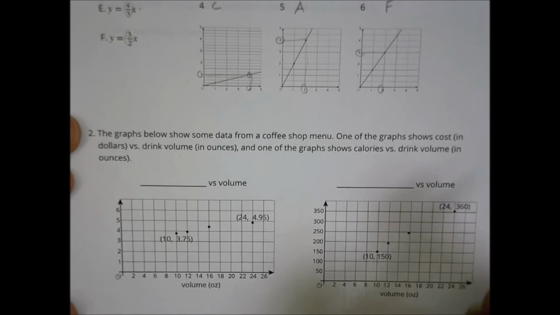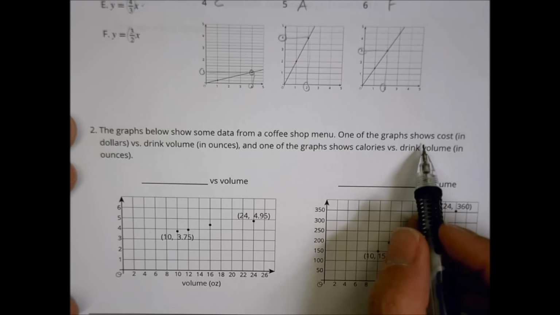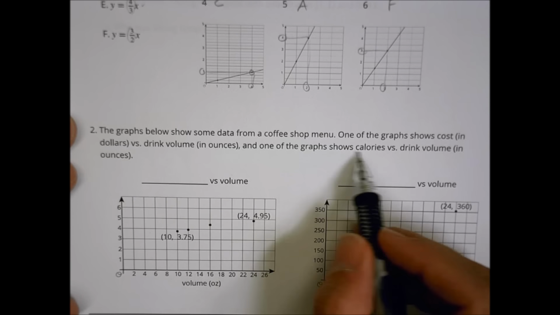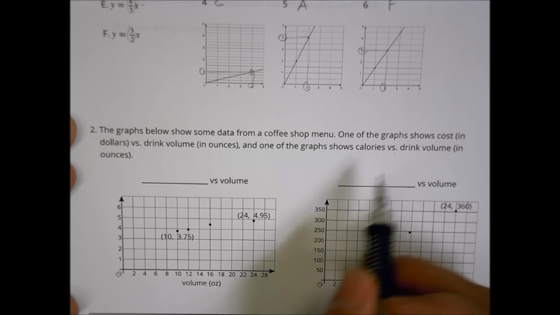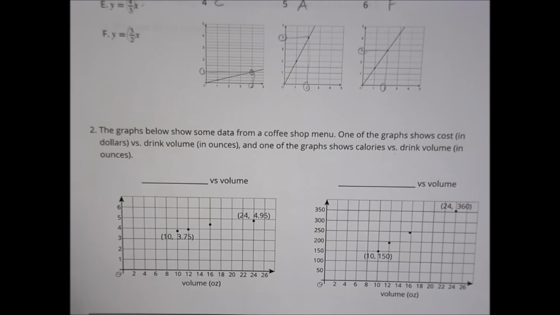Okay, number 2. Maybe this goes a little better for me. The graph below shows some data from a coffee shop menu. One of the graphs shows costs in dollars versus drink volume in ounces, and one of the graphs shows calories versus drink volume in ounces. So what we want to do first of all is label these graphs and decide which one belongs to the dollars and which one belongs to the calorie amounts, and give them the correct titles.